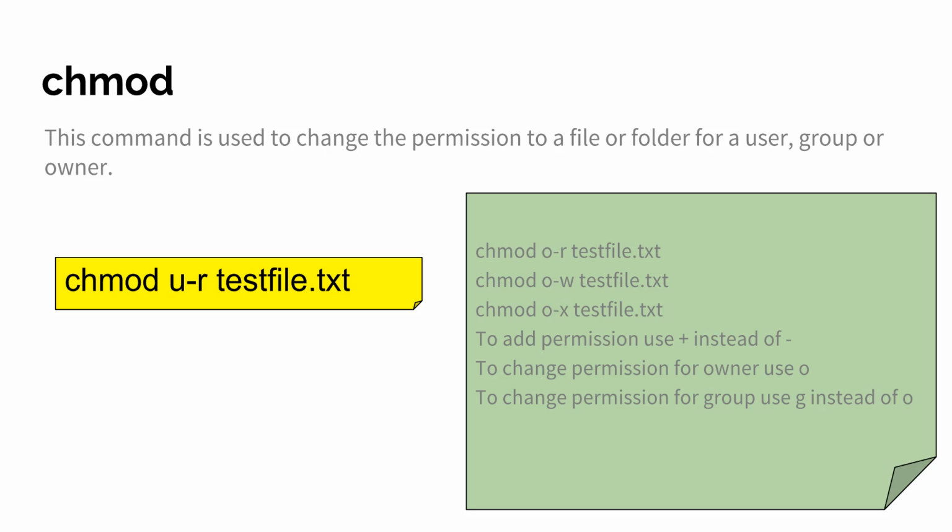Okay, and then if you use u-w, it means the user can't write the file. If you use u-x, it means they can't execute a file. To add a permission, you just use plus, and also you can do the same for group and owners. If you want to do it for a group, use g-r or g plus r, chmod g plus r or g-r. If you want to use it for an owner, you just use o.